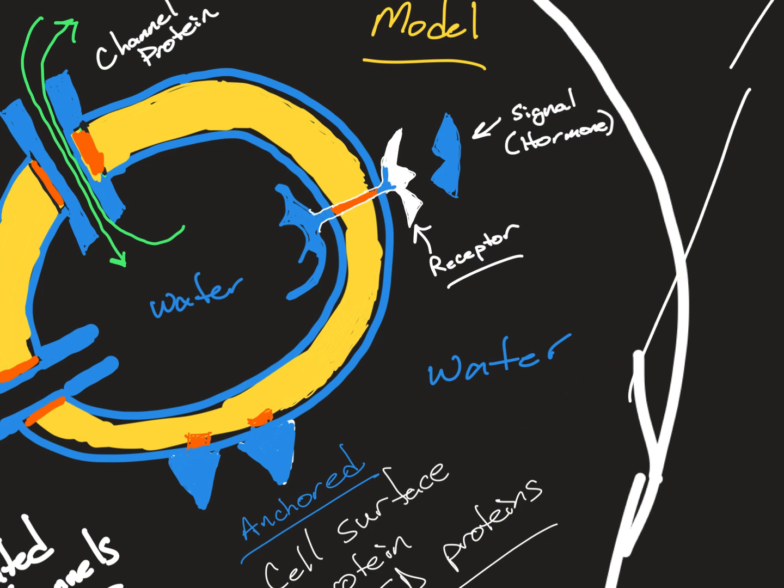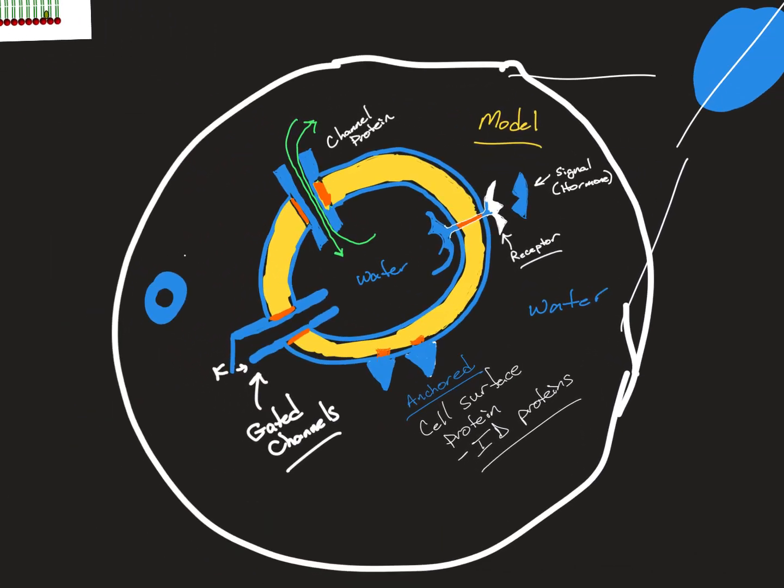This here is a cell surface protein. It IDs the cell as you, helps identify you as being part of you. They need anchors, right? So they need to be embedded in the lipid part. This is a gated channel, so it opens, allows things in and out. And this is a channel protein, allows things in and out in a different way. This has a gate that can open and close. This one is just a channel, just allows things to go in and out.